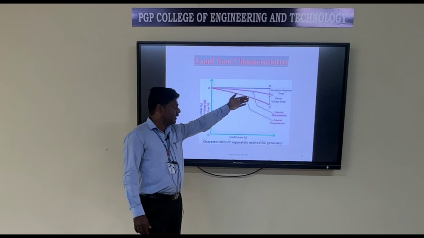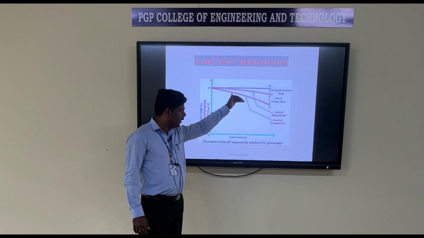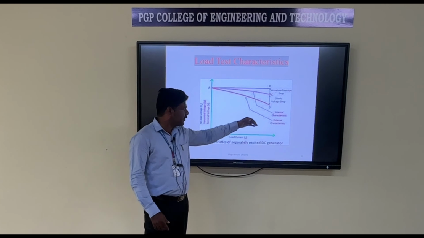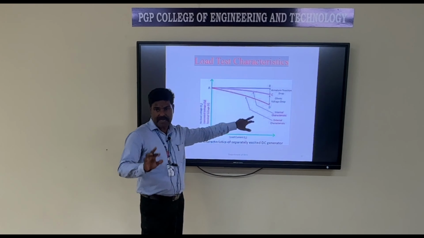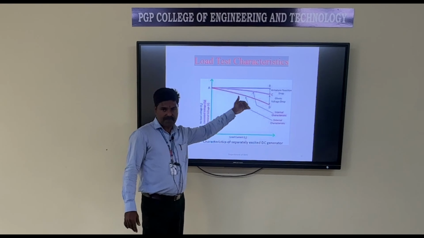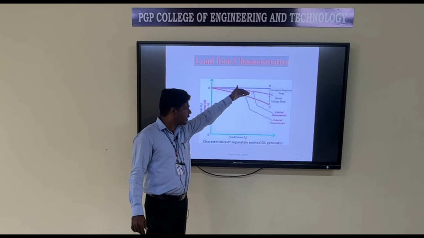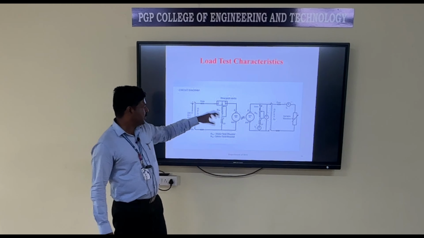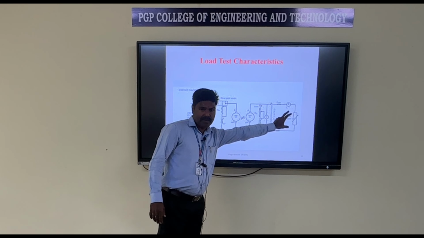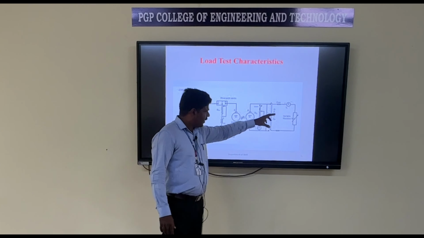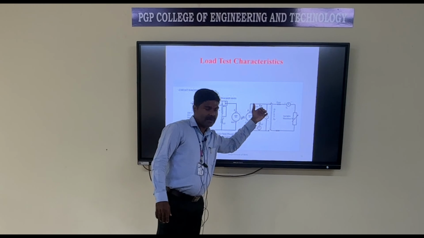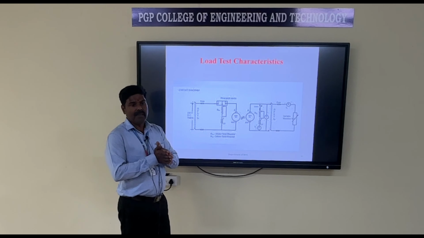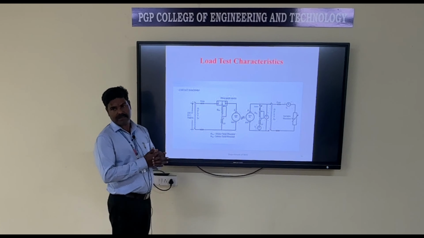Here the above one is internal characteristics, the below one is external characteristics, because here this induced EMF is greater than the terminal voltage. Here the external characteristics means the graph is drawn between terminal voltage against load current. Therefore, the induced EMF is greater than terminal voltage. Here load test characteristics means the output of the generator is connected to the load. Therefore, by applying various loads, we can note the various voltmeter and ammeter readings. For that, we have to draw the internal and external characteristics.